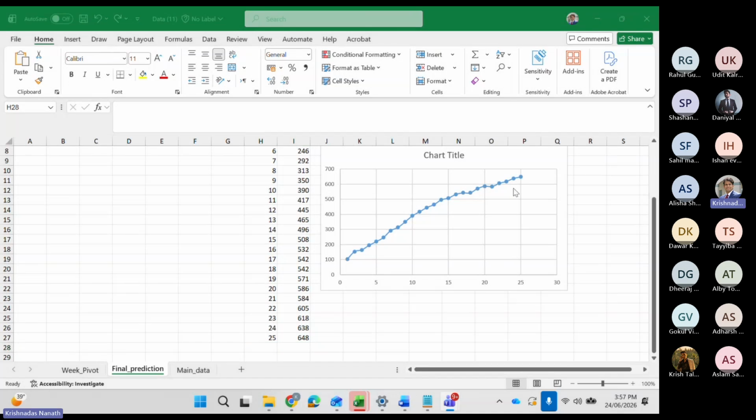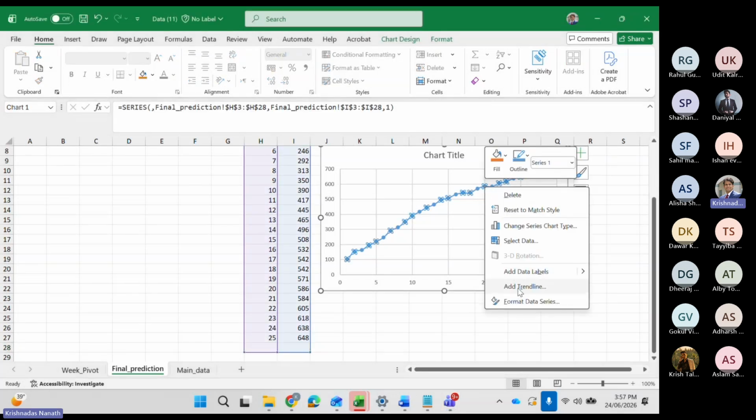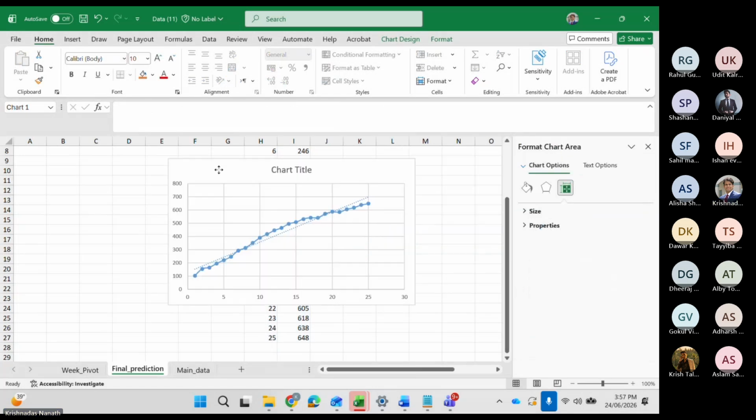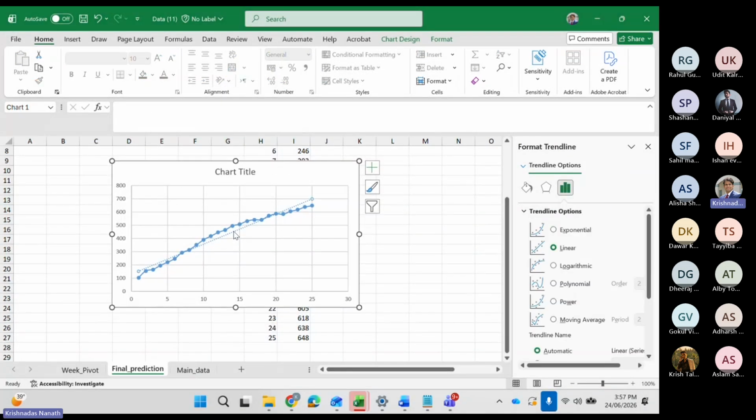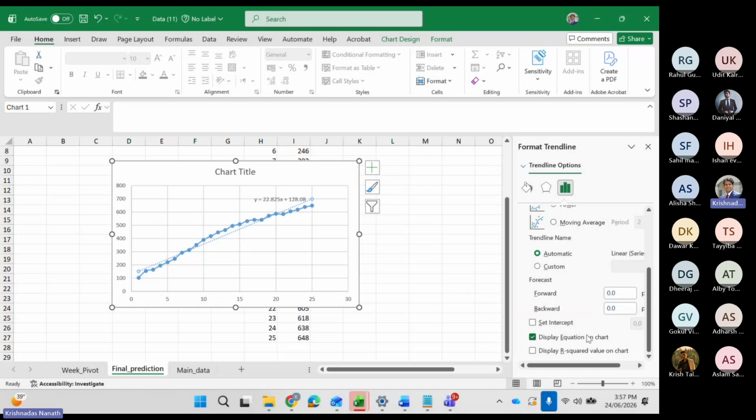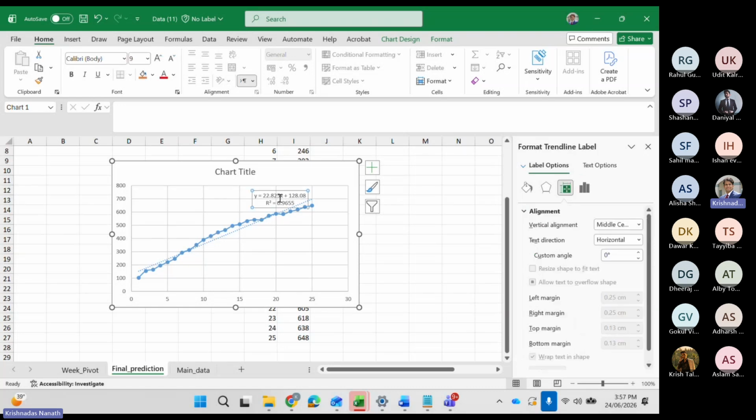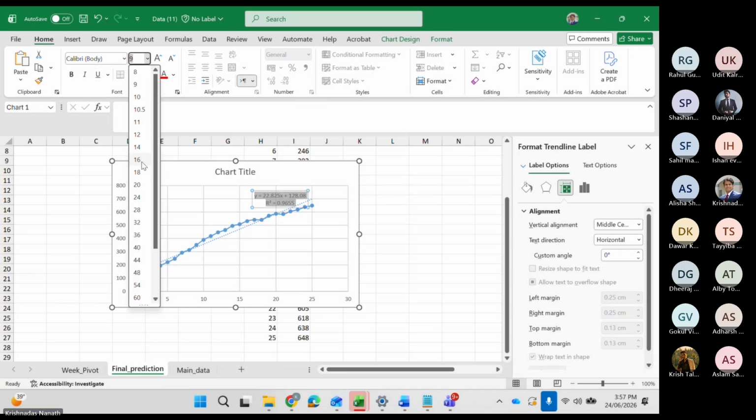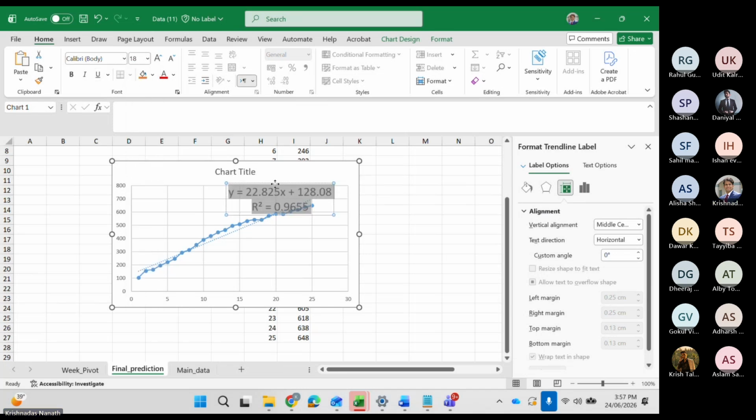Now I would say, all right, let's do the forecasting. Right click, add trend line. And let's see what the trend line says. Display equation on chart, display R square value on chart. And I'll just increase the font. Okay, now I started with linear.